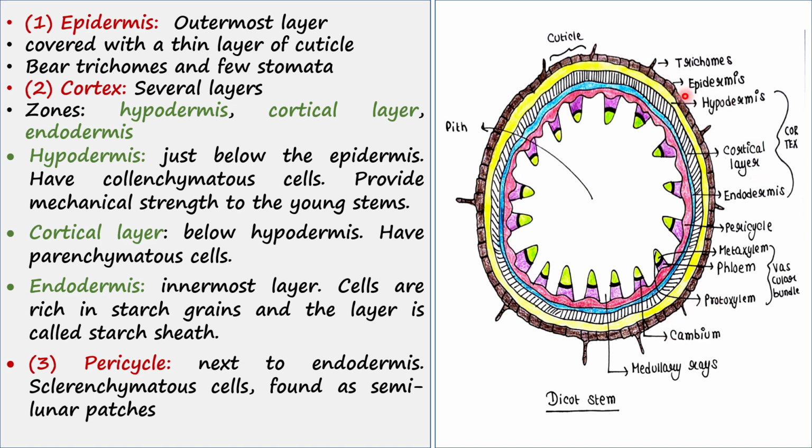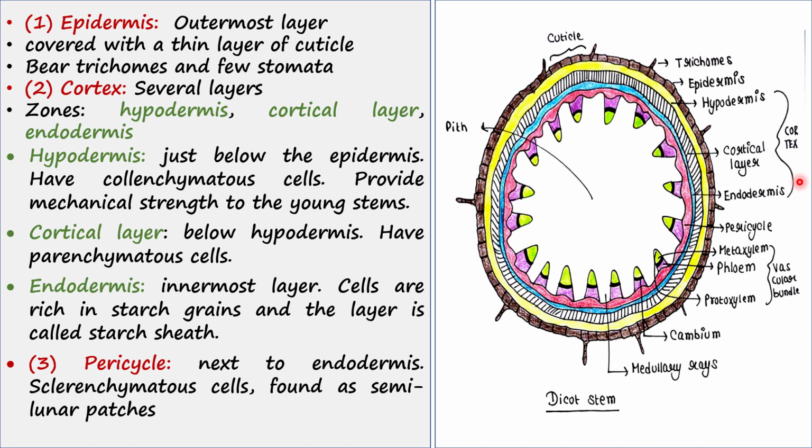And this epidermis layer contains few trichomes like these, and they also contain few stomata. Trichomes are some hair-like structures you can find in the stem of these dicot plants. Next to epidermis, we can find cortex. Basically, cortex is made up of several layers and it has mainly three zones.